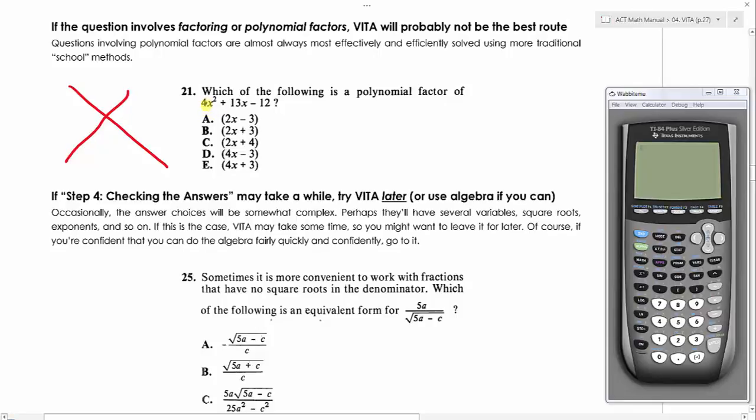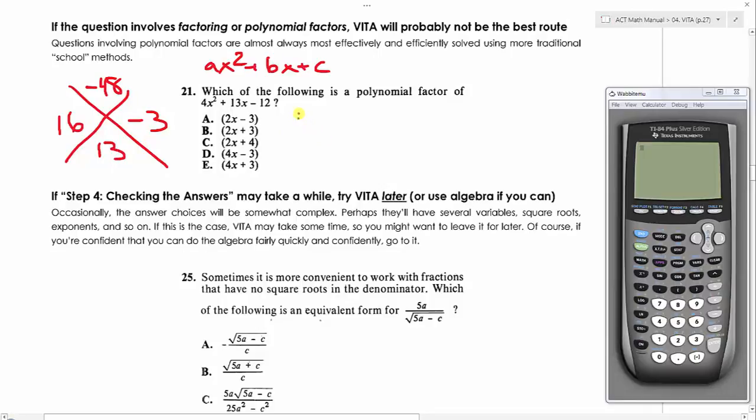I'm going to take the product of my a and my c, remember ax squared plus bx plus c, which is 4 and negative 12, so that's negative 48, and then my b term is 13. What I need are factors of negative 48 that will add to 13, and those factors would be 16 and negative 3. So 16 times negative 3 is negative 48, and 16 plus negative 3 is 13.